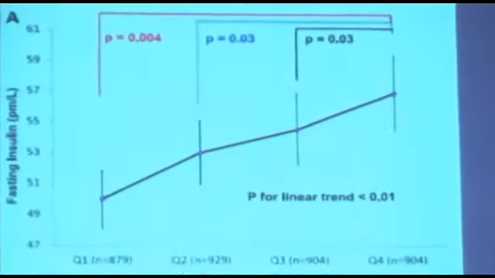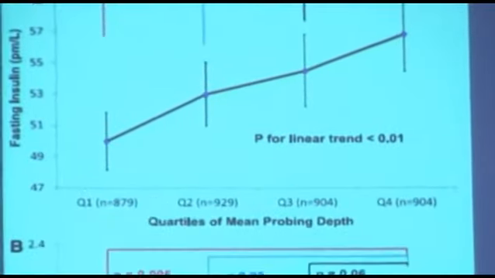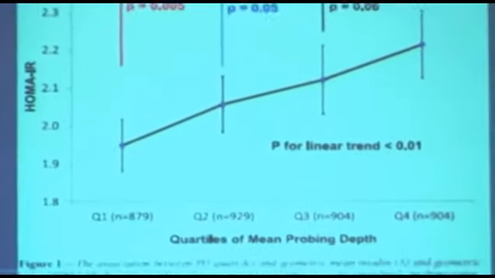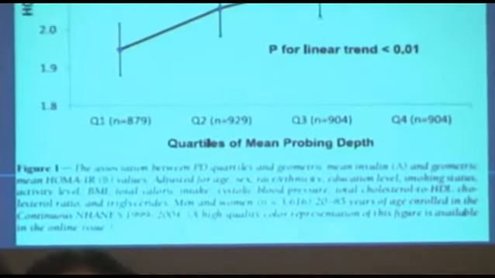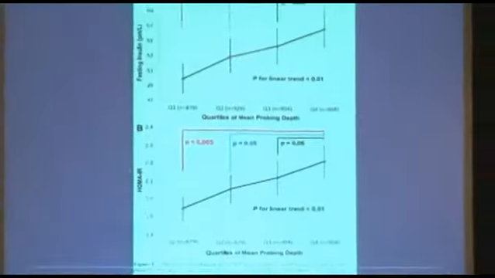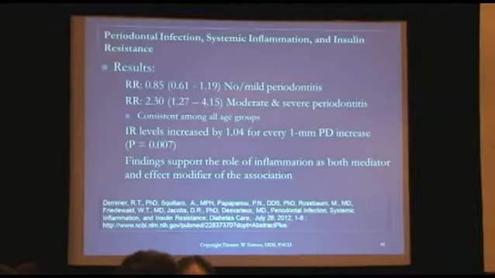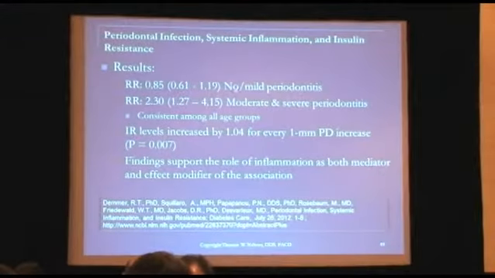But when we look at fasting insulin based on the quartiles of periodontal disease, health, early, moderate, late, we see the fasting glucose going up in a fashion that we'd expect based on other research. And the insulin resistance, as measured here, also rises in a linear fashion based on the severity of periodontal disease. And so the results were that in no to mild periodontal disease, insulin resistance was really 0. But the relative risk for moderate to severe periodontitis among all age groups was a 2.3-fold increase in insulin resistance.